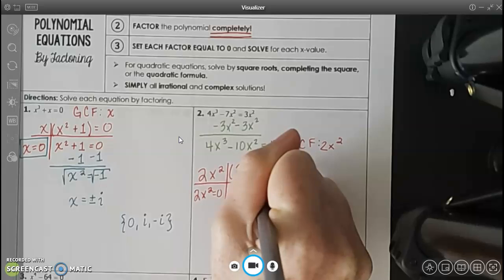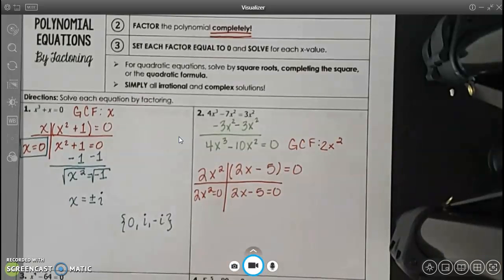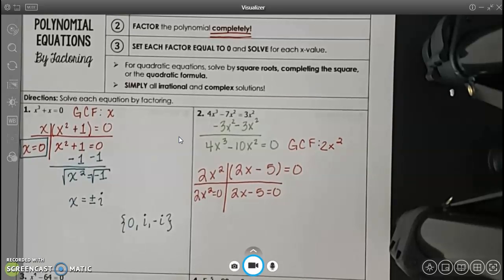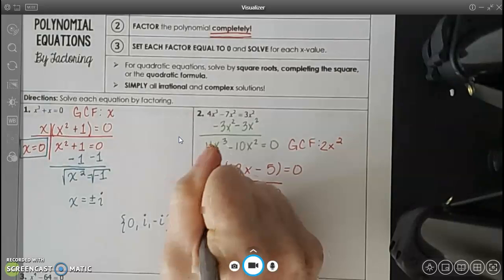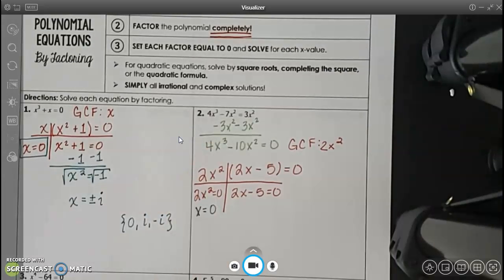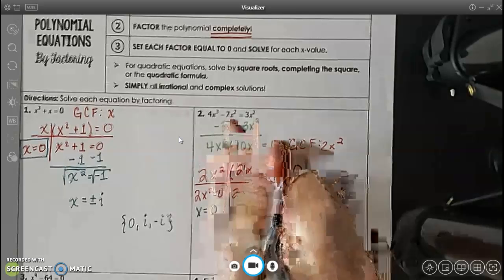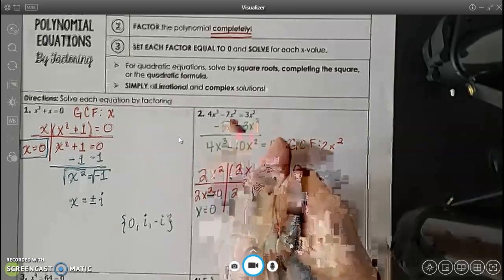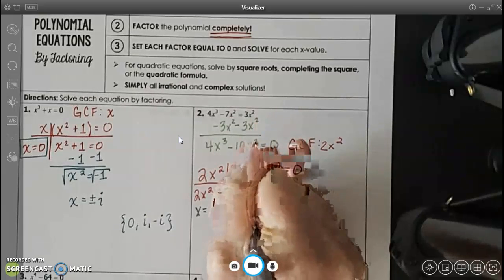When I solve 2x squared equals 0, I'm just going to get x is equal to 0. Because if you do 0 divided by 2, that's still 0. The square root of 0 is 0, plus or minus 0 is just 0. Okay, and then I will solve over here by adding 5 to both sides. So I get 2x is equal to 5. Divide both sides by 2. X is equal to 5 over 2.